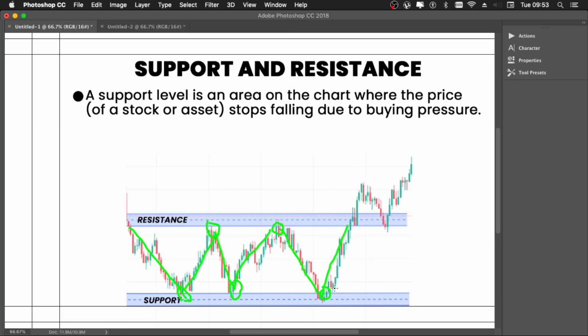When a support zone breaks, sometimes it becomes a resistance. If the price went down here, price would make this a new resistance, which means it would be a ceiling.